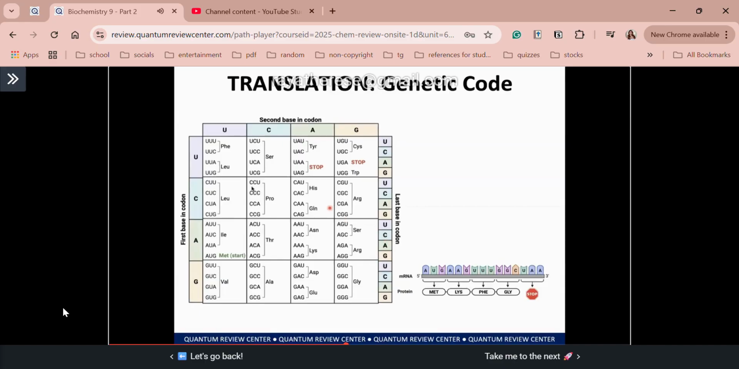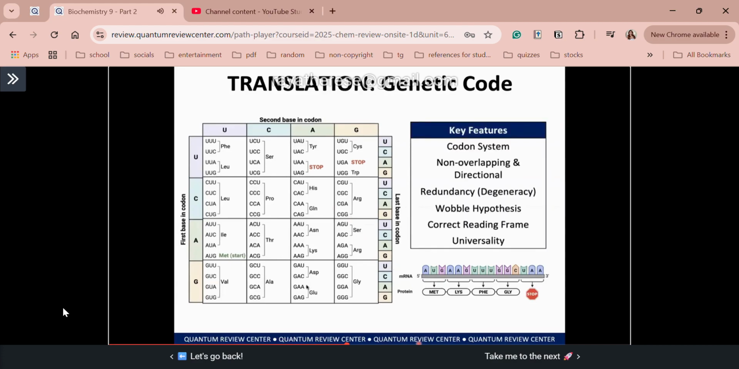May features ang genetic code natin. So class, remember, the key features of your genetic code. It has a codon system, non-overlapping and directional in terms of the codons in your mRNA. Redundancy or degeneracy, sir, what does it mean? Meaning, there are several codons that can code for similar or single amino acid.